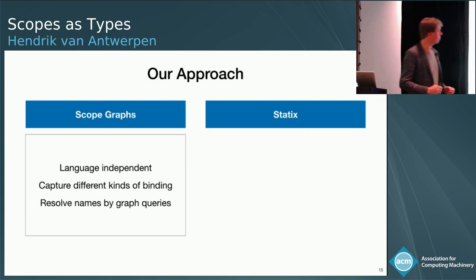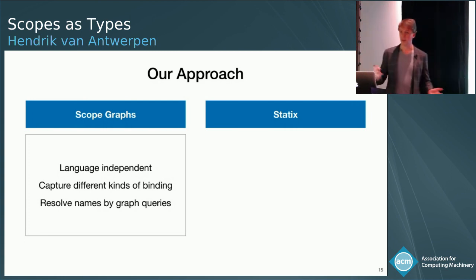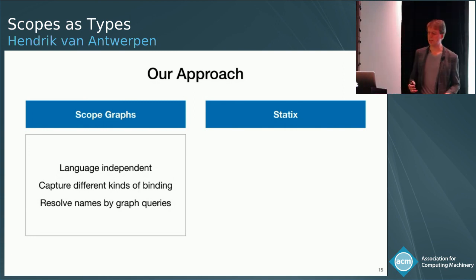So what have we seen so far? Well, we have scope graphs, and they are a language-independent model for name binding. They capture different kinds of binding that commonly occur in languages, and we can resolve names in this representation by doing these graph queries, and we can use the parameters to basically get the resolution behavior that we want.